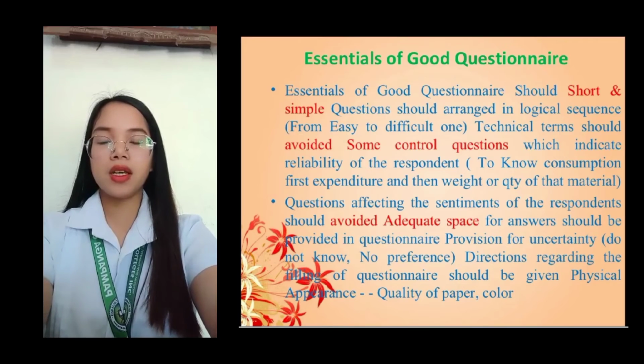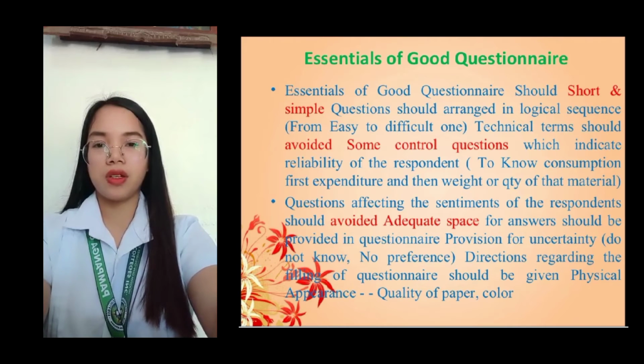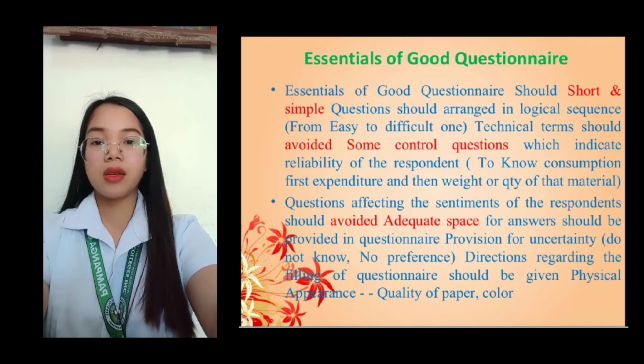So the last one is essentials of a good questionnaire. A good questionnaire should have short and simple questions. It should be arranged in a logical sequence from easy to difficult ones. Technical terms should be avoided. Include some control questions which indicate the reliability of the respondent. Questions affecting the sentiments of the respondent should be avoided.